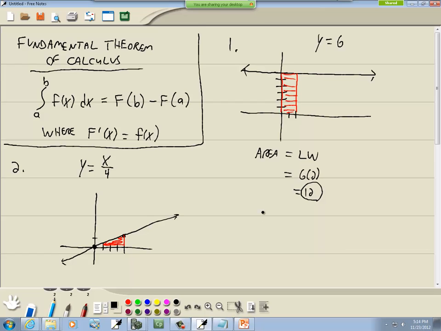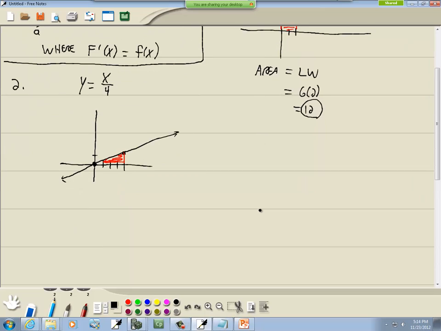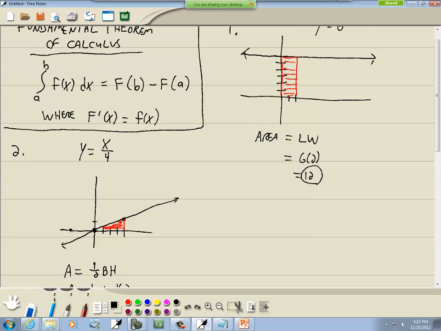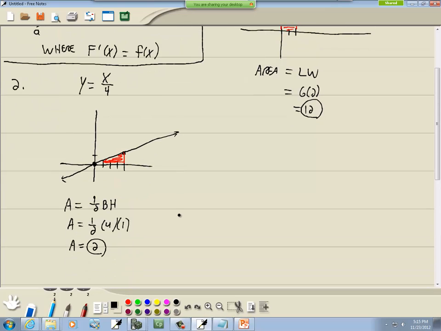Well, this is a triangle. And the area of a triangle is 1/2 times base times height. Well, this distance here is 4. That'd be our base. And our height is this distance, which is 1. So 1/2 times 4 is 2, times 1 gives us 2. So 2 would be our answer. Well, let's take a look at how to use this fundamental theorem of calculus to do some of these.